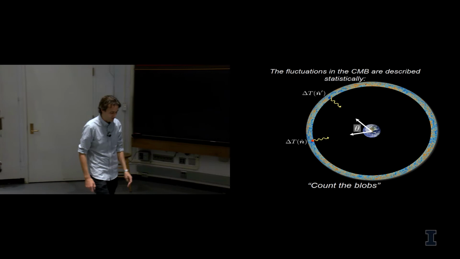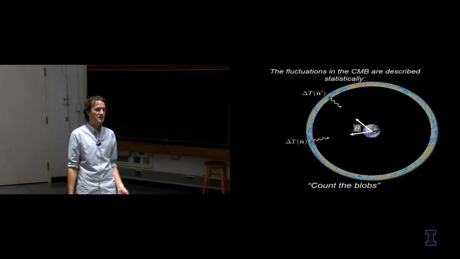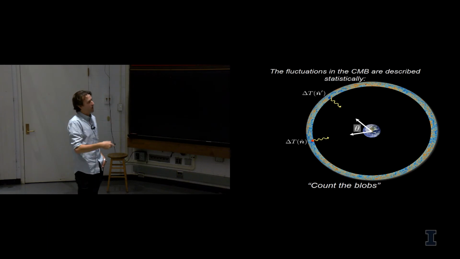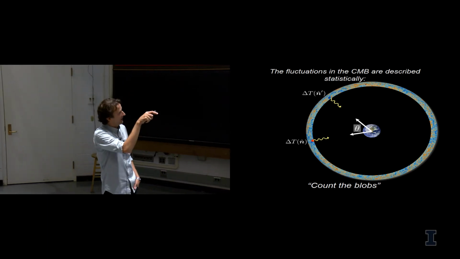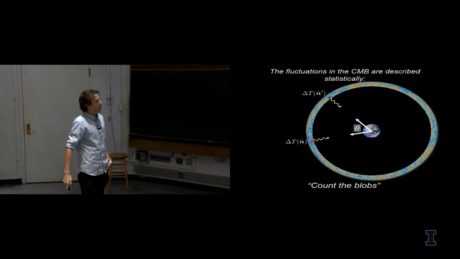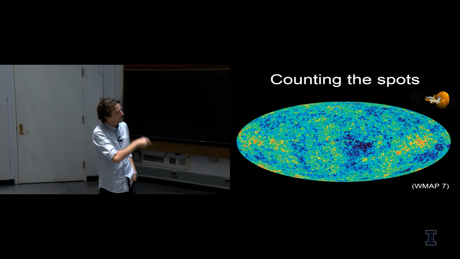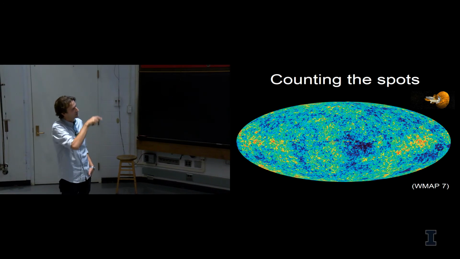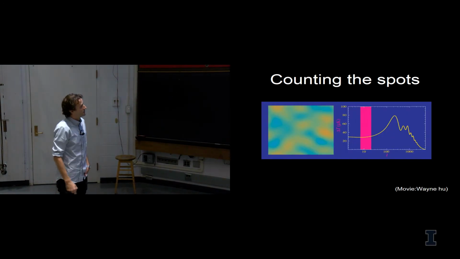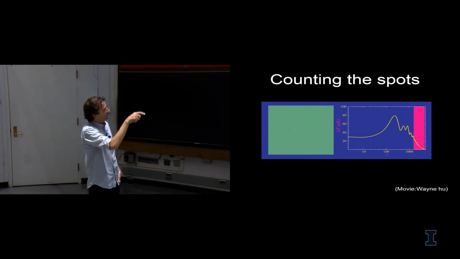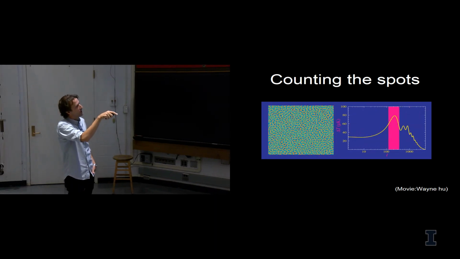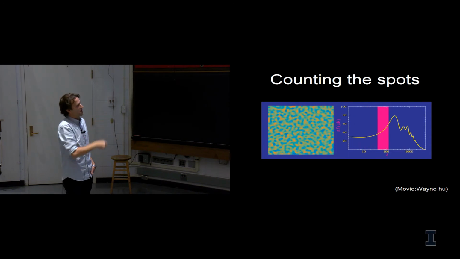Because these fluctuations during inflation are generated quantum mechanically, and quantum mechanics is a statistical theory, we really have to think statistically about the fluctuations in the microwave background. One way of roughly thinking about this is, to characterize the microwave sky, we basically count the blobs. Here is this map from WMAP. If you squint a little bit, it basically just looks like a whole bunch of blobs of different sizes. So you can think of characterizing this map by filtering it on different scales. This is like wearing blurry glasses and then counting the number of big spots, the number of medium-sized spots, and the number of little spots.